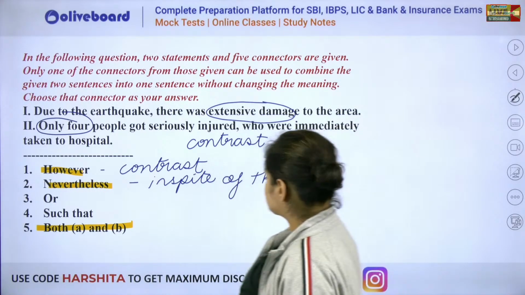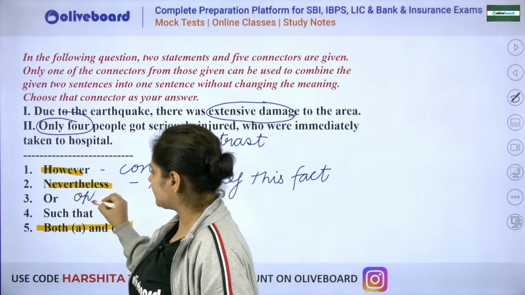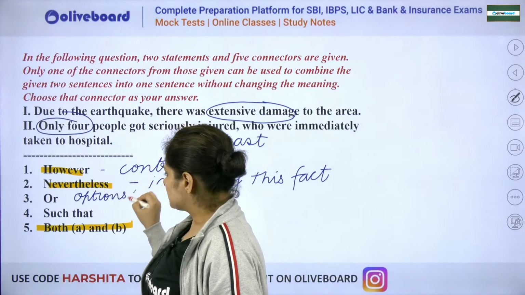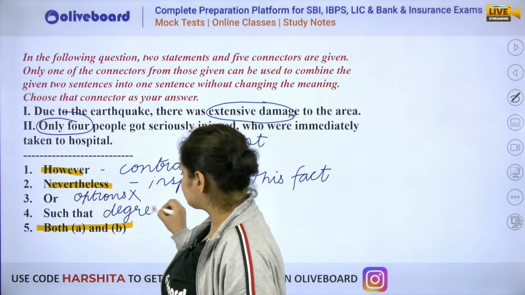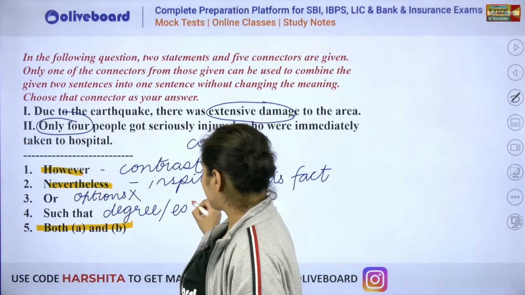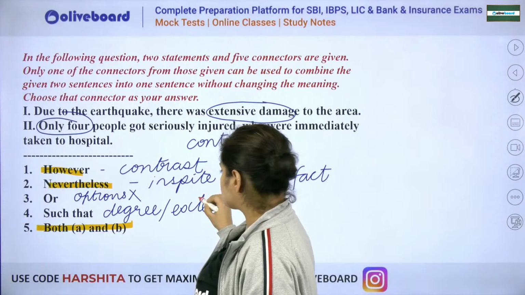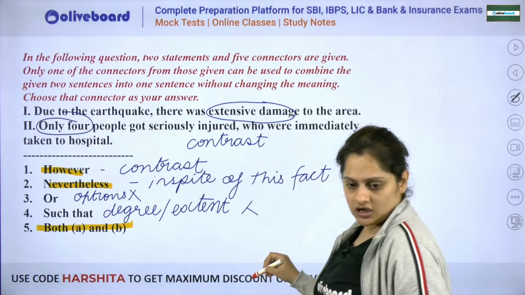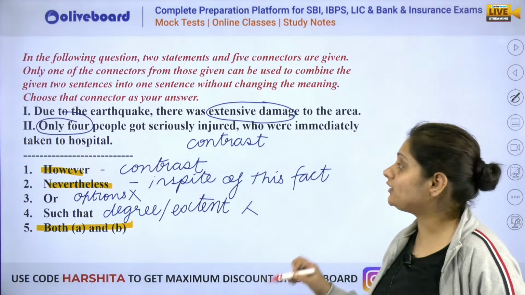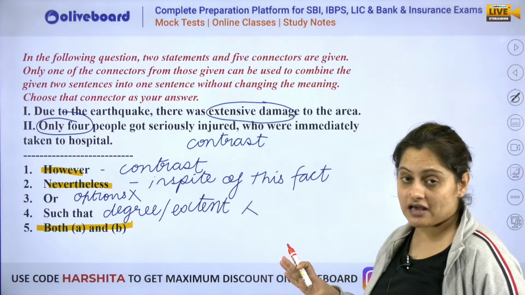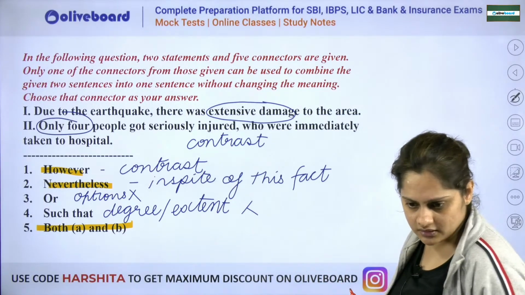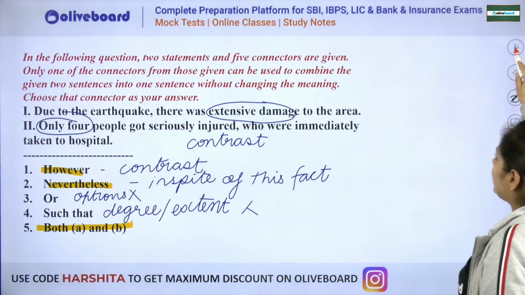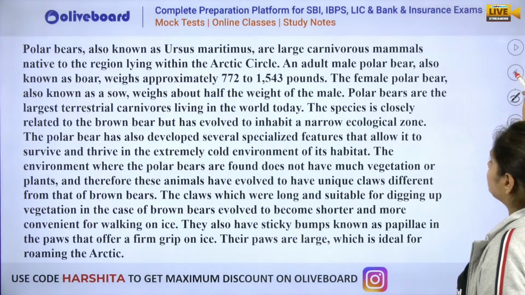We are not giving options. Out of 2 we are not selecting, so or is cancelled. Such that is used when we try to show the degree or extent of something, which we are not trying to show, so cancel option number 4 also. Are you getting it? How nevertheless, in spite of this fact, there was extensive damage. In spite of this fact, only 4 people got injured. Okay, right. So guys, how many questions of connectors?